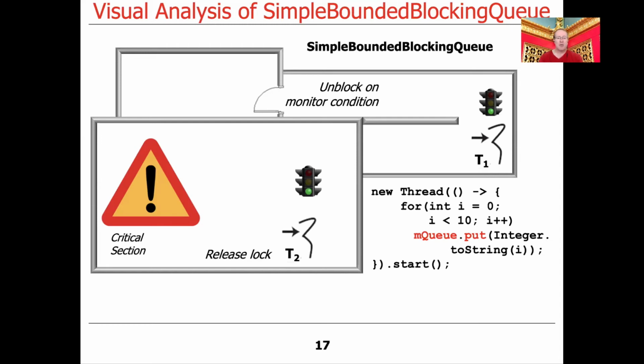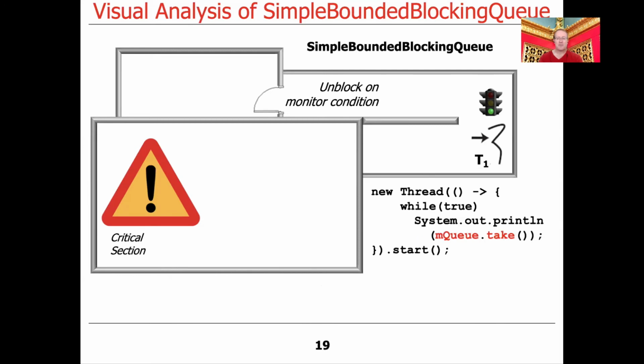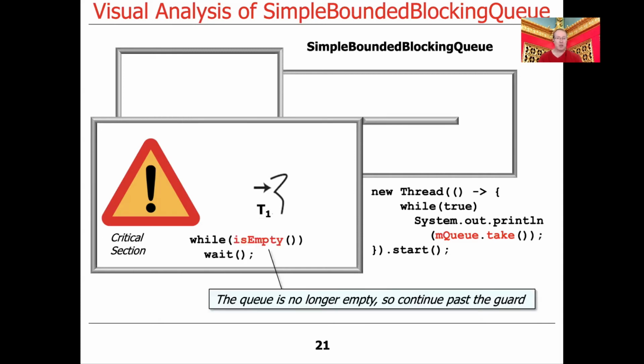So thread T2 then releases the lock on the way out of the critical section, and it exits the monitor object. At this point now, thread T1 is back in business. It's been awakened because it was notified, and then it will go ahead and reacquire the lock. And let's assume, for sake of argument, that it's the only other thread at this point, and therefore it'll grab that lock, get in there, and at that point, the queue will no longer be empty, so it'll be able to remove an item from the queue. And that will allow it to go past the isEmpty guard, as we can see here.